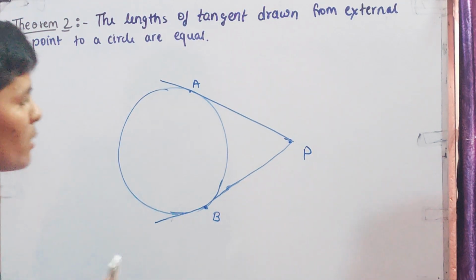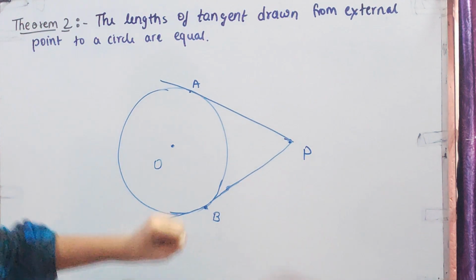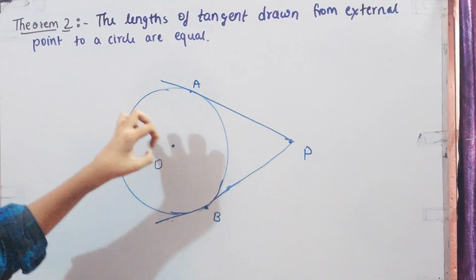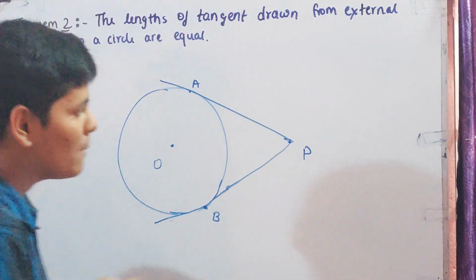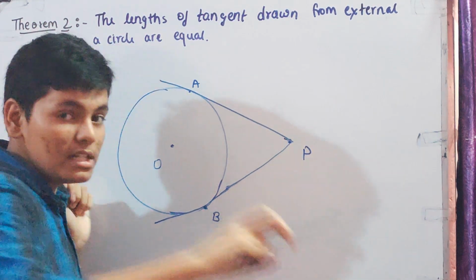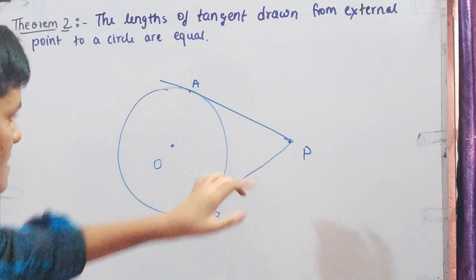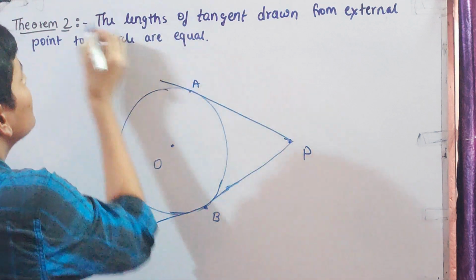Now, from here what we understand, let this be a circle of center O. We understand that if we take a circle and we take any point outside the circle, we are taking a point P which is outside the circle. From a point outside the circle, two tangents can be drawn. One is PA and one is PB. Both are the tangents.